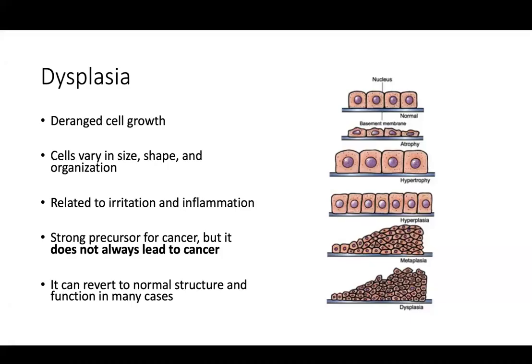Dysplasia is the last cellular adaptation we'll talk about in this section. It's really deranged cell growth. Cells are going to vary in size, in shape, in the organizational structure. It's also related to irritation and inflammation. And while it's a strong precursor for cancer, it doesn't always lead to cancer. Oftentimes, if the irritation and the inflammation is removed, the cells can return to their normal structure and function.